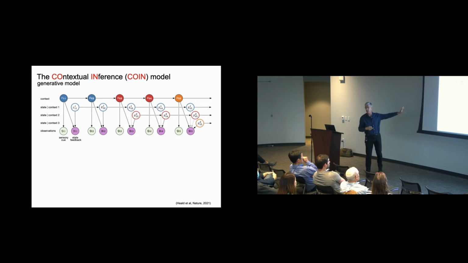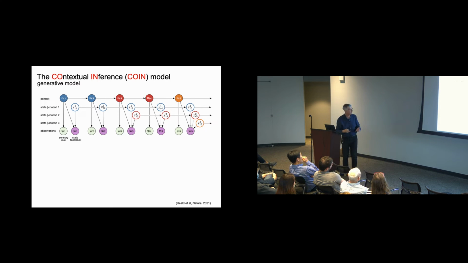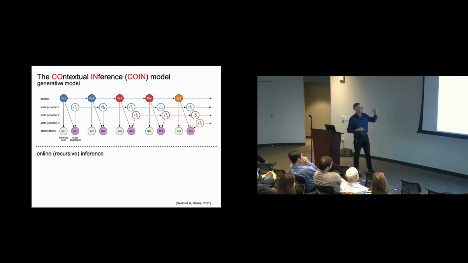Okay, so that's the generative model. Now, you as a human or an animal only get to experience this bottom row. You get sensory cues and state feedback. That's all you get. You just get a stream of that across trials. And your job is to infer everything you want to know about these upper levels. And that's a hard problem for the brain. There are a lot of things you want to estimate. And so what learning is in this model is online recursive inference of all the things you care about.